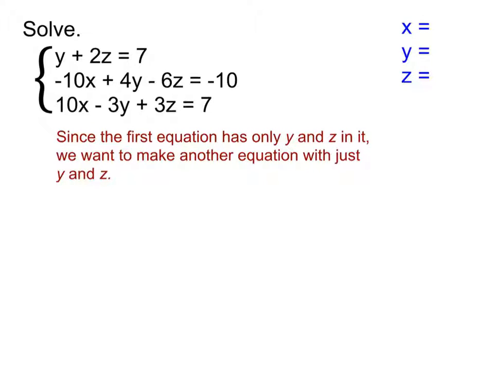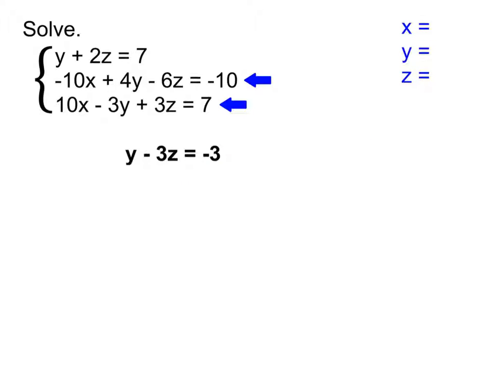And so what we're going to do is, since the first equation has only y and z in it, we're going to create another equation that has only y and z. In other words, I'm going to cancel the x's out from these last two equations. Notice it's set up for us to do that. So if I just add them straight down, then this is what I get. I just have y minus 3z equals negative 3.